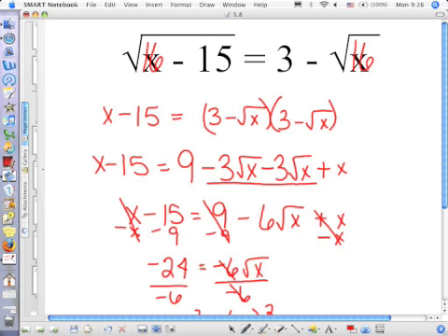16 minus 15 is 1, and the square root of 1 is 1. Okay? Here, the square root of 16 is 4, and 3 minus 4 is negative 1. Does 1 equal negative 1? No, it does not. So you see why you need to check. Because even though we actually got an answer, when we plugged it back in, because of all the square roots and the square craziness, it didn't actually work. So there's no solution.